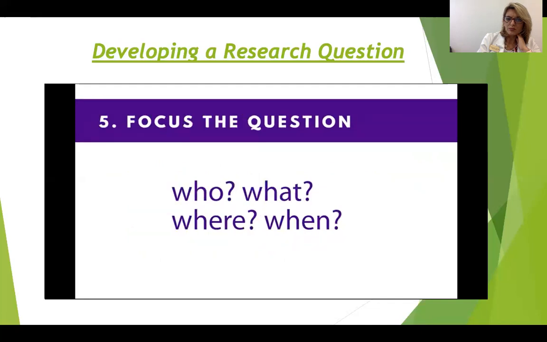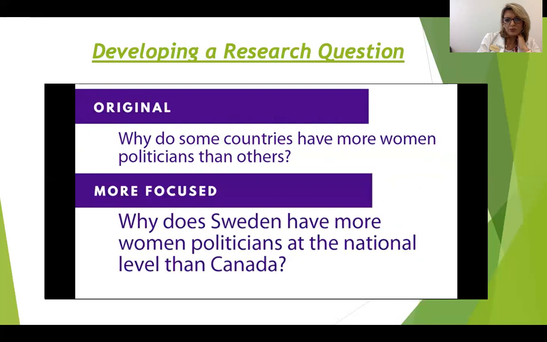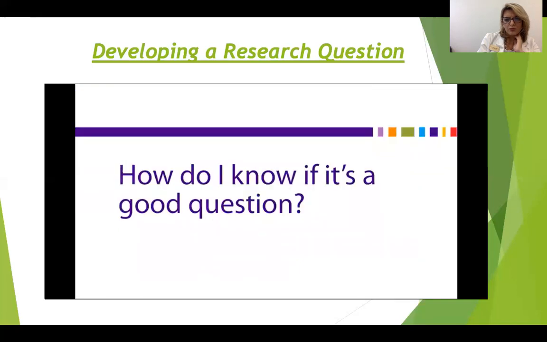Finally, look at your question to be sure it's specific and clear. Make sure your question is clear about who, what, where, and when you're talking about. Let's see how we can make our question more specific. We don't want to know about women politicians at all levels of government, so we'll specify the national level only. Some countries is also quite vague. We should focus on some specific countries to compare, like Canada and Sweden. In this case, our more specific question would be, why does Sweden have more women politicians at the national level than Canada? Now you know how to create a research question.